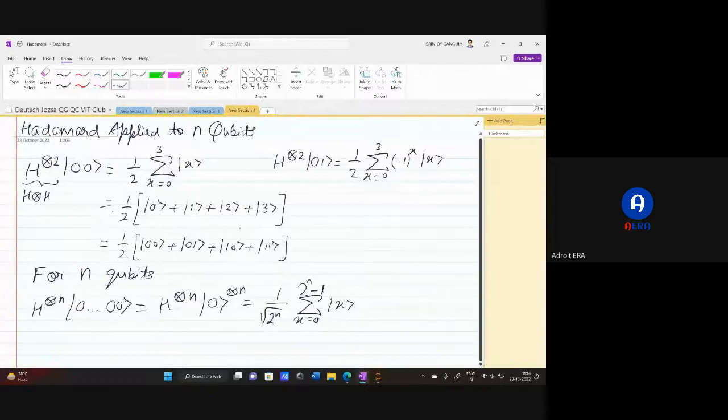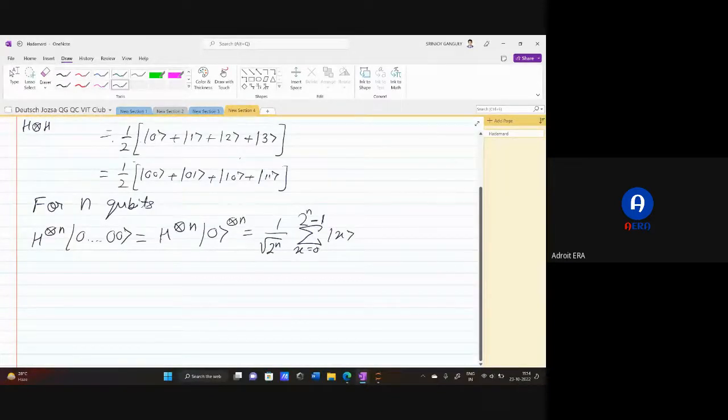Now let us take a look at, then let us also take a look when the last qubit is 1, right?